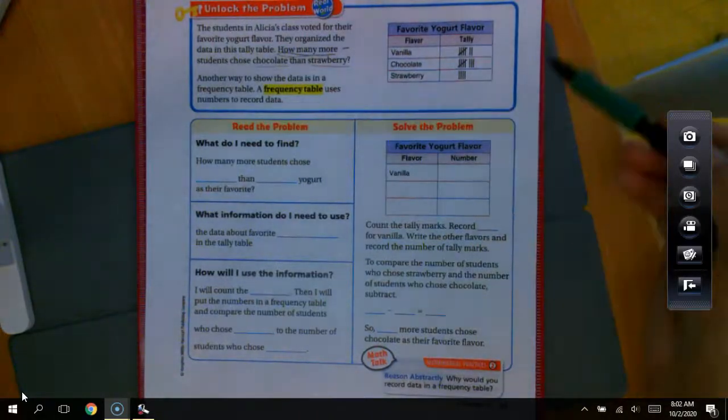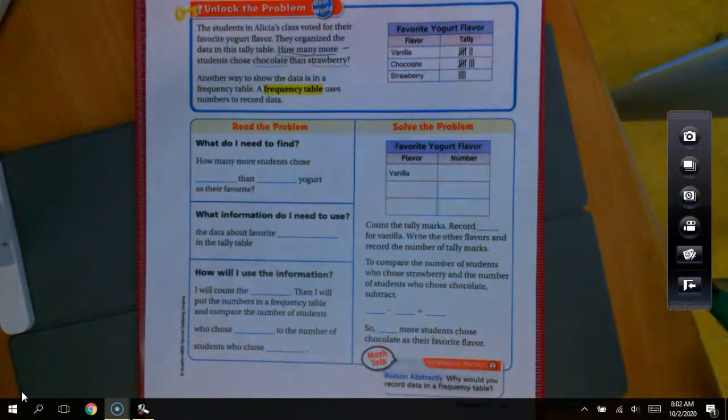Now, I can interpret this data looking at the tally table, or there's another way to show the data, which is something I showed you in the video before, which is your frequency table.